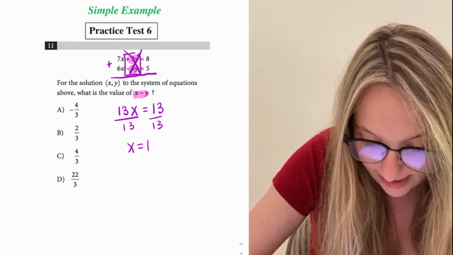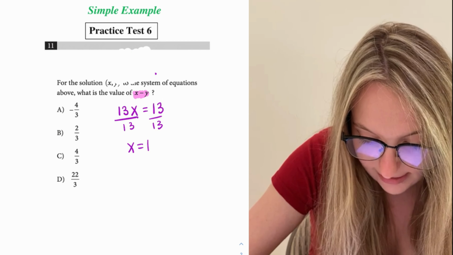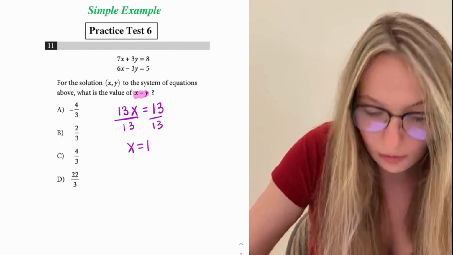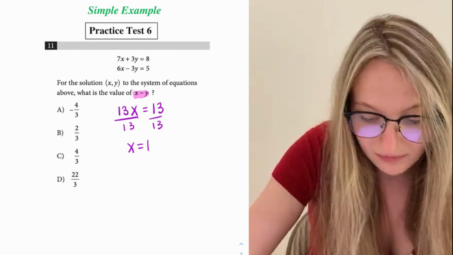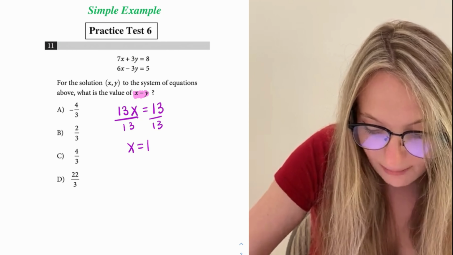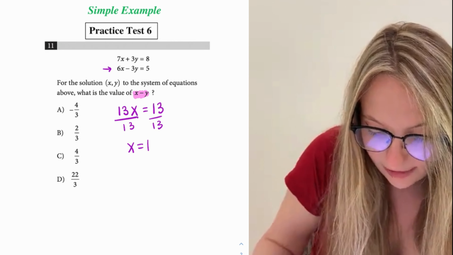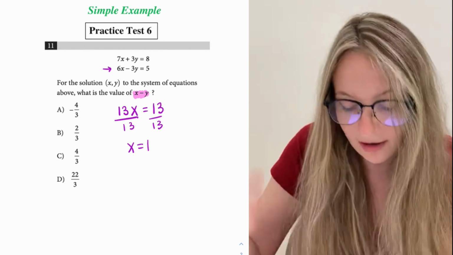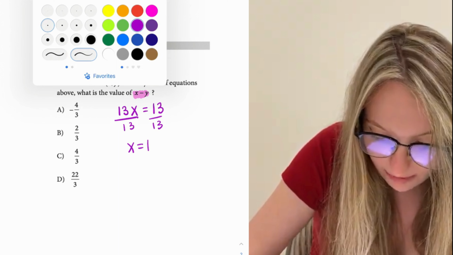So what that means then is that we're going to have to plug in x equals 1 into either of these 2 equations here to find y. Doesn't matter which one we do. I'm going to go with the bottom one just because that one looks a little easier to deal with, so why not? So let's go ahead and plug that in. We'll do that in green.